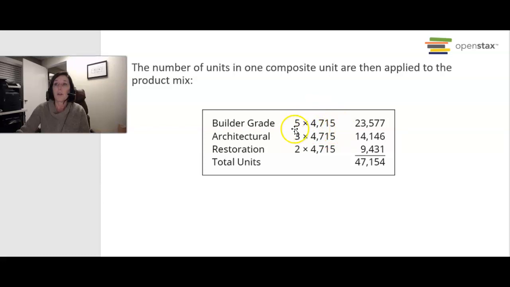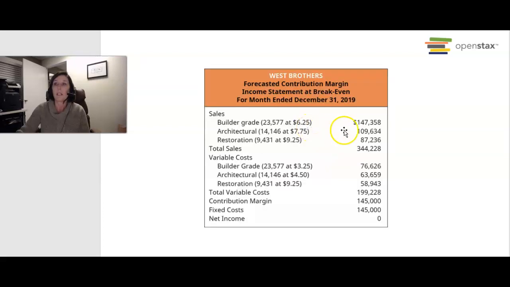Anyway, so we take this contribution margin per composite unit and we multiply that by 5 of the builder grade, 3 of the architectural, and 2 of the restoration. And then this tells us in total units what we need to sell in order to break even. We plug those in terms of dollars now, and this tells us in total sales where we're at. We've got our variable costs per unit, and then our contribution margin. Again, our fixed costs, we've already done the math on this, so we know this is going to cause us to achieve a break even or a net income of 0, and this is how we have proven that.